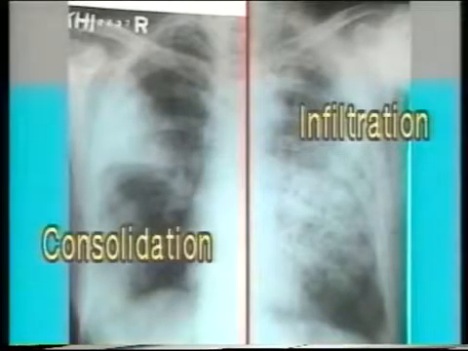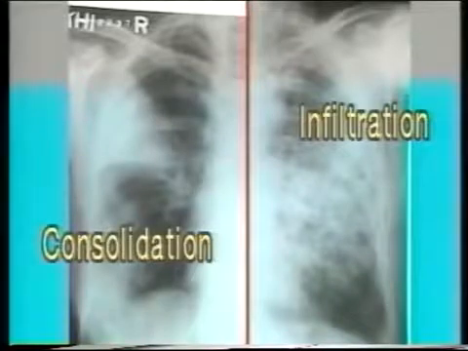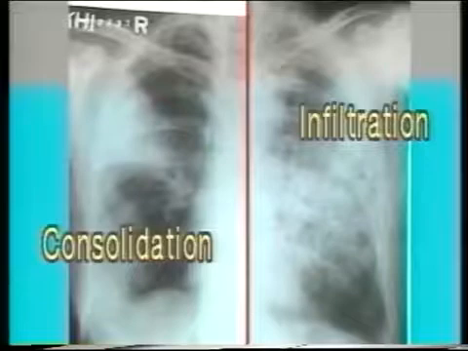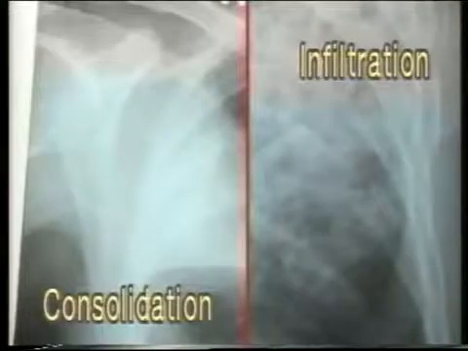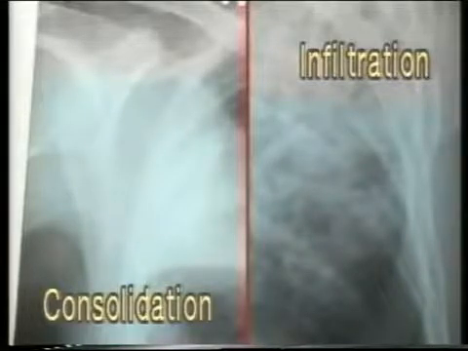Also, let us compare and note the difference between consolidation and infiltration. On the left is a patch of consolidation which shows a uniform white opacity limited to a single lung segment, while on the right is the typical infiltration showing a cotton wool like fluffy nature not restricted to any particular segment. In a close-up view, note the uniform white opacity of consolidation and the irregular patchy opacity of infiltration. That is the difference between consolidation and infiltration.